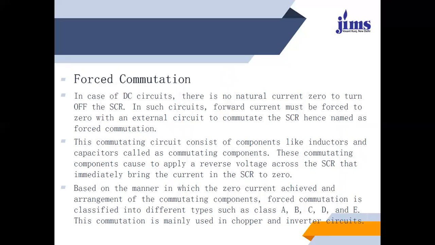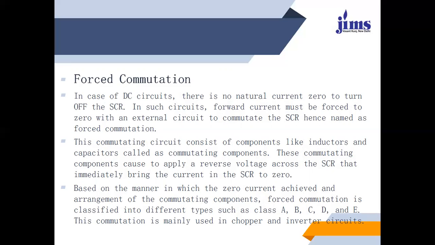Next will be the forced commutation. In case of a DC circuit, there is no natural current zero to turn off the SCR, because in the DC supply, the supply is always in the positive direction, not in the negative. So at that moment, no turn off will take place in natural format. In such circuits, forward current must be forced to zero with an external circuit to commutate the SCR, hence named forced commutation.